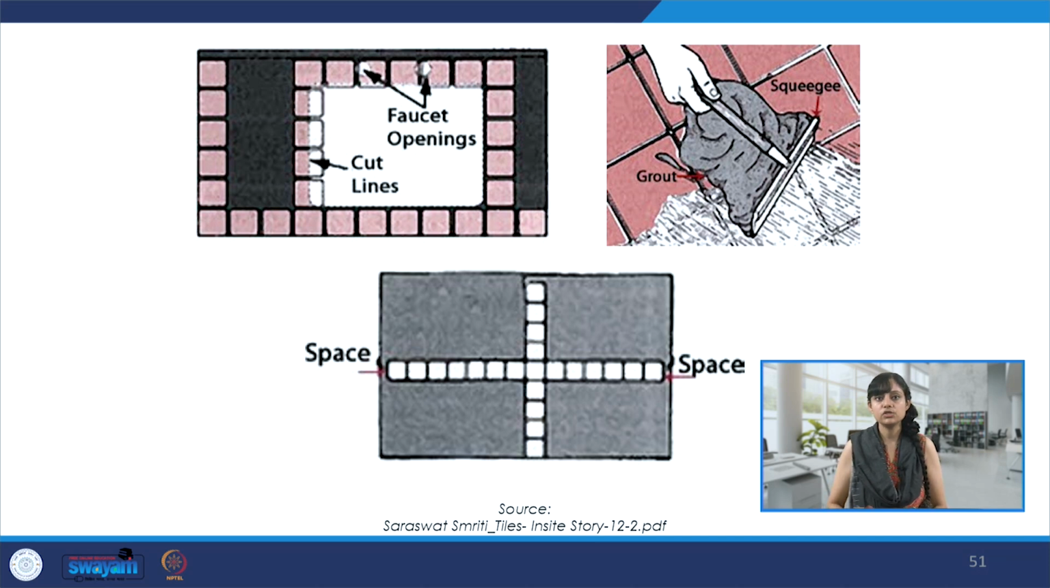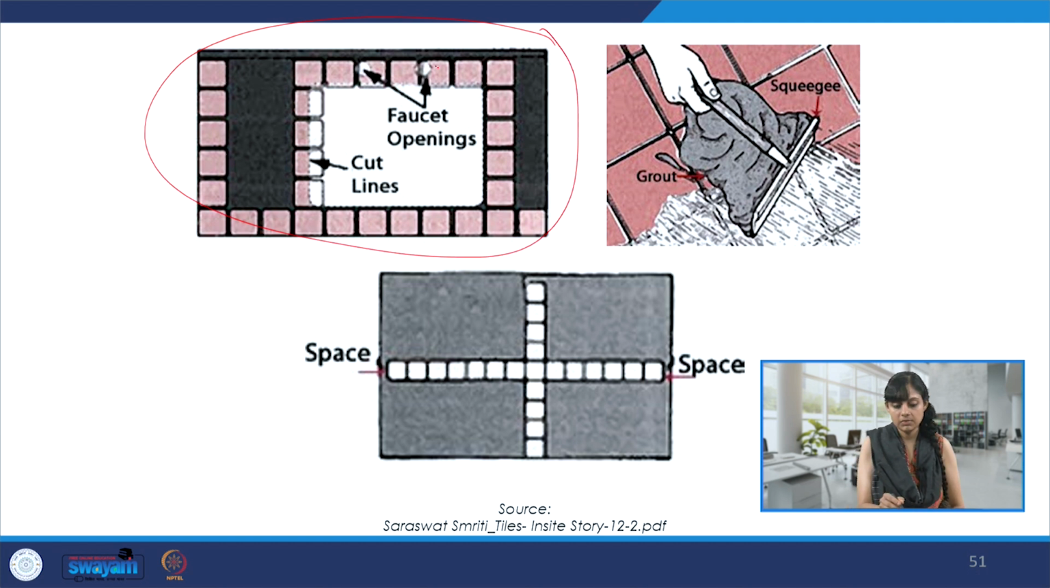These are some of the images, and again, while we are laying tiles on the floor, there may be some faucet openings. We may need to cut the tiles because there may not be enough space for putting the full tile, and there may be some kind of servicing or plumbing. And then, how do we align them? What kind of spacing do we leave between them? And then how do we fill the grout between them? Is it of the same color as the tiles, or could it be different colors? Then how we use this squeegee to flush these and put them in a proper way.